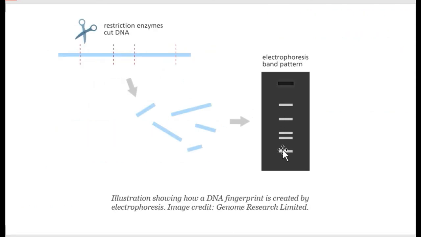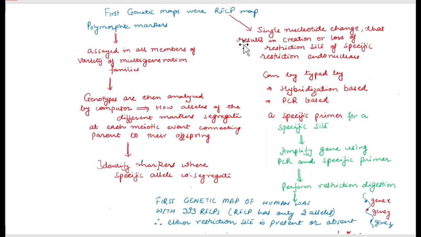And we can see the difference in the bands of these fragments on the PAGE electrophoresis. So RFLPs were the first genetic maps which were used. We have discussed that a single nucleotide change can result in creation or loss of a restriction site. It can be typed by hybridization based or PCR based assays.